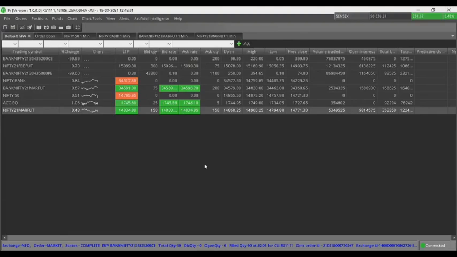Take a look at this. This screen is showing you something. This is something called a market watch. Okay, this is a software. You see how it used to happen earlier and how it happens now.